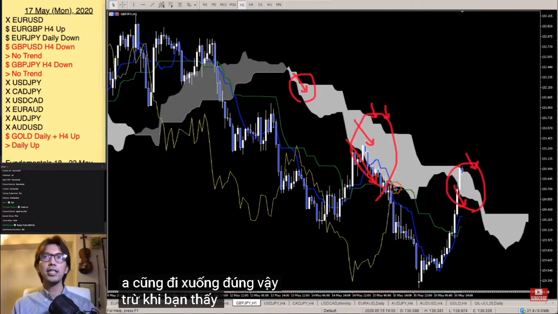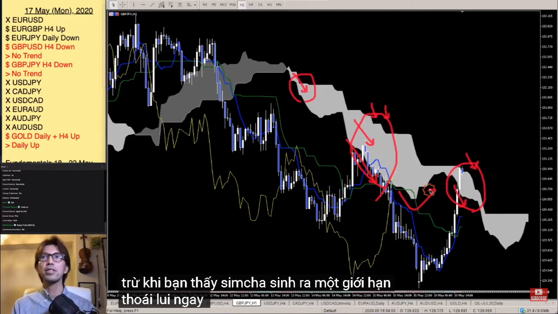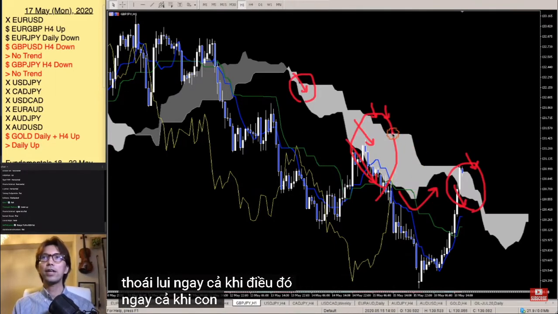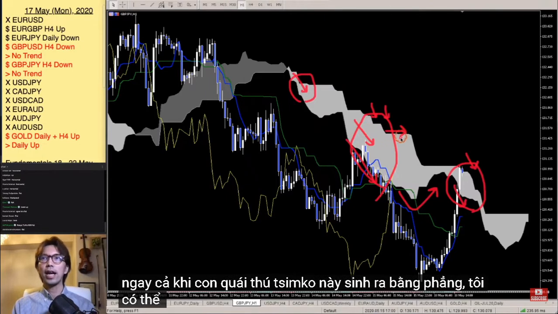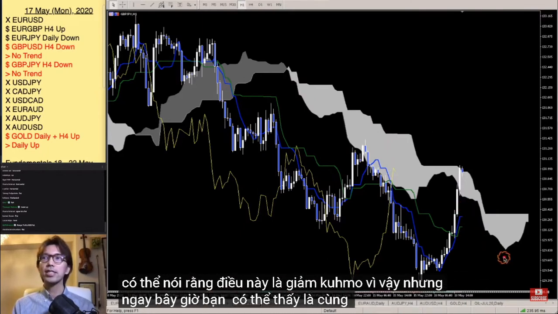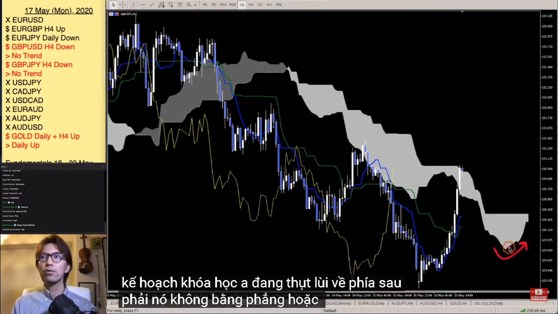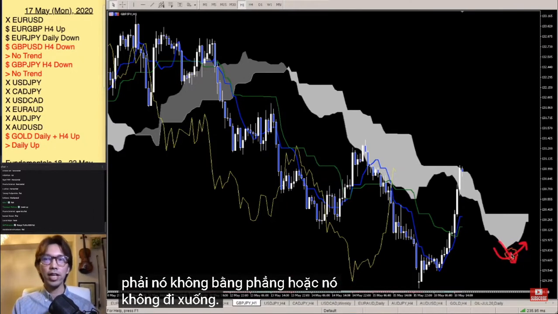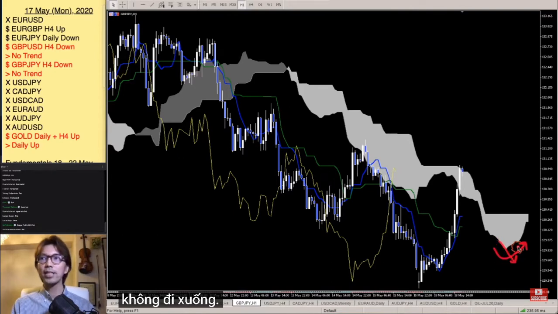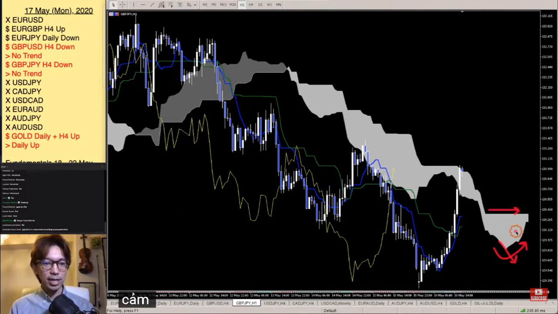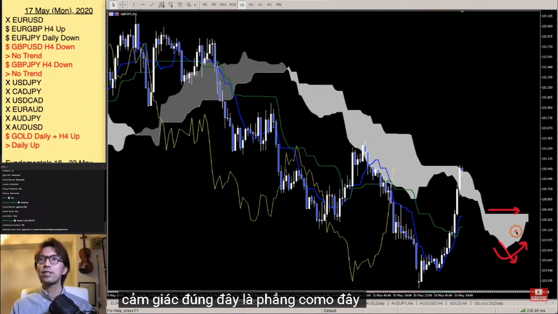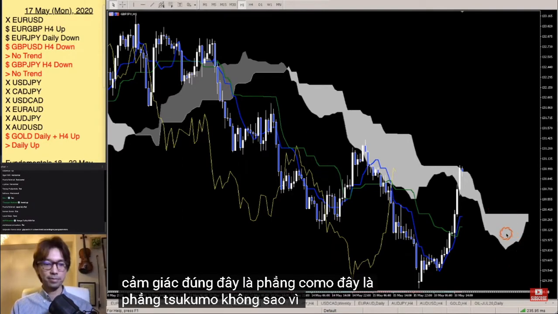Unless you see Senko Span A retracing backwards, even if Senko Span B is flat, I can say that this is a down Kumo. But right now, what you can see is that Senko Span A is retracing backwards. It's not going flat or going down. Senko Span A is retracing while Senko Span B is flat. So in that sense, this is a flat Kumo.